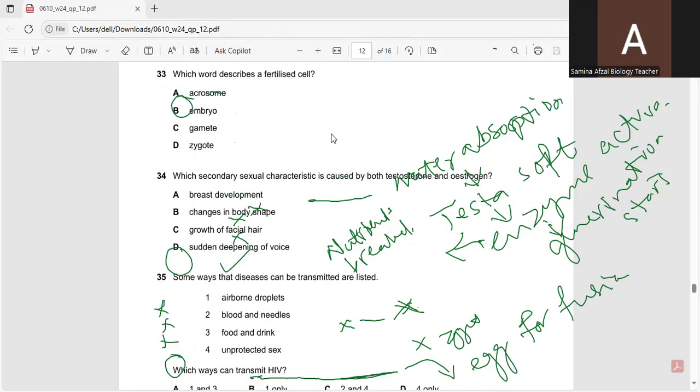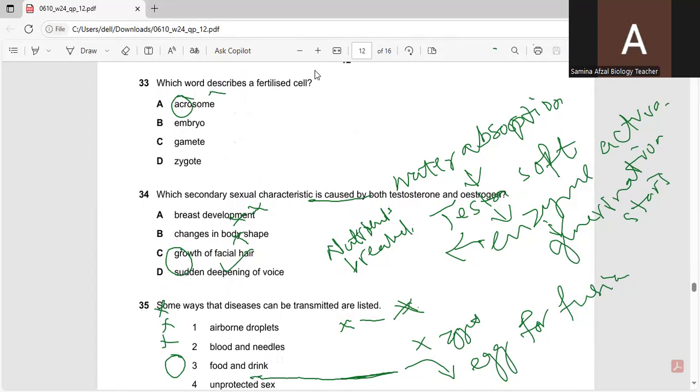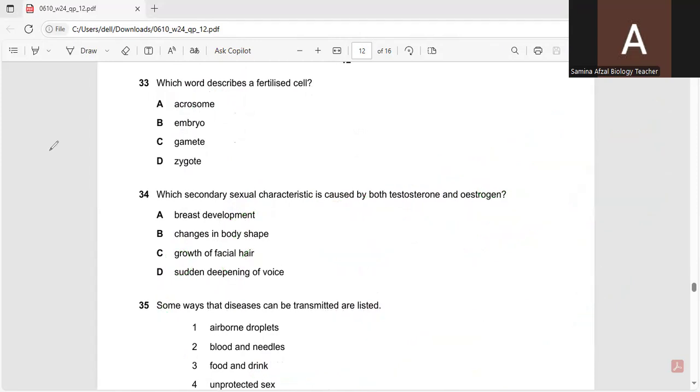Now I'm moving towards question number 33. Question number 33 is, which word describes a fertilized egg? Acrosome. Acrosome is a part of the sperm. Embryo is formed after the zygote, so embryo is not a fertilized cell.